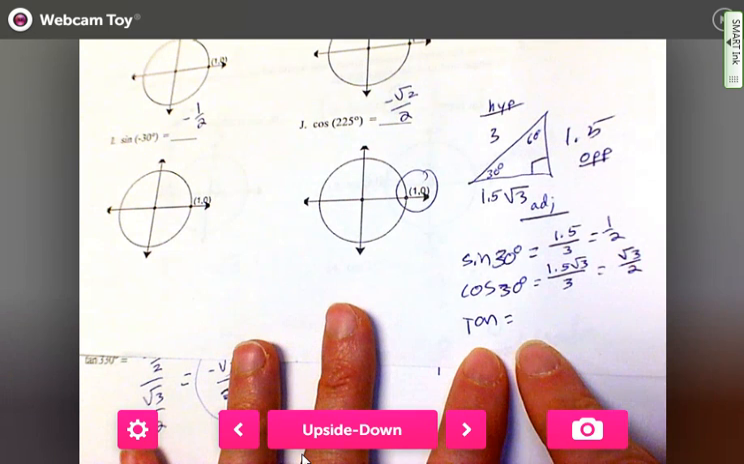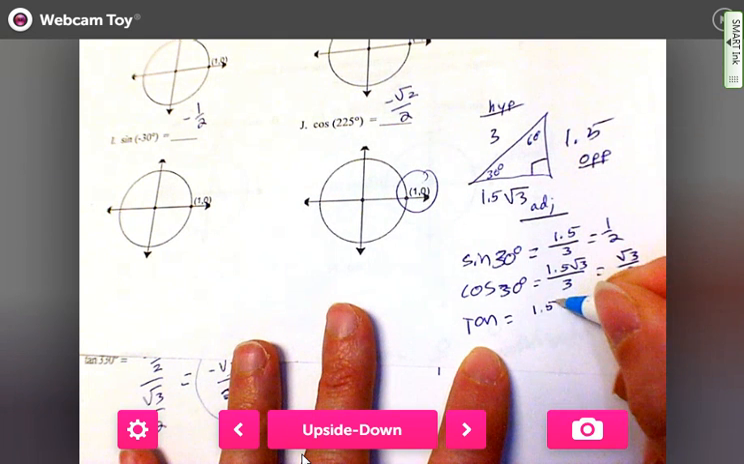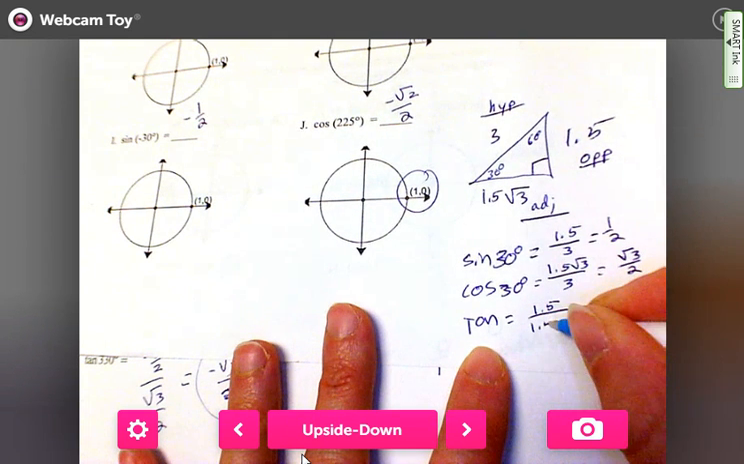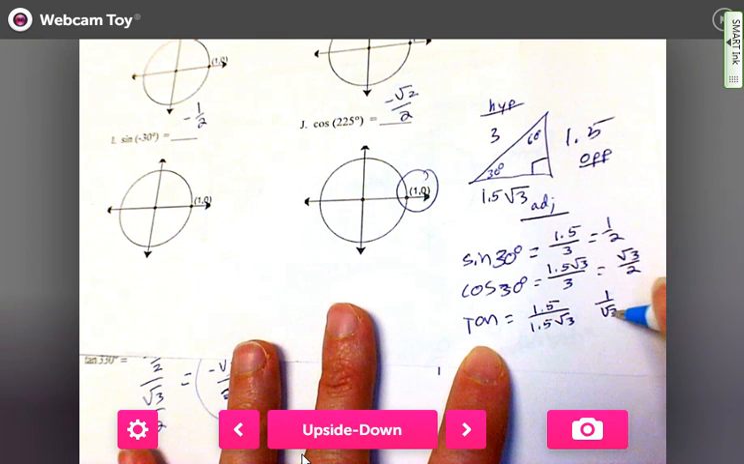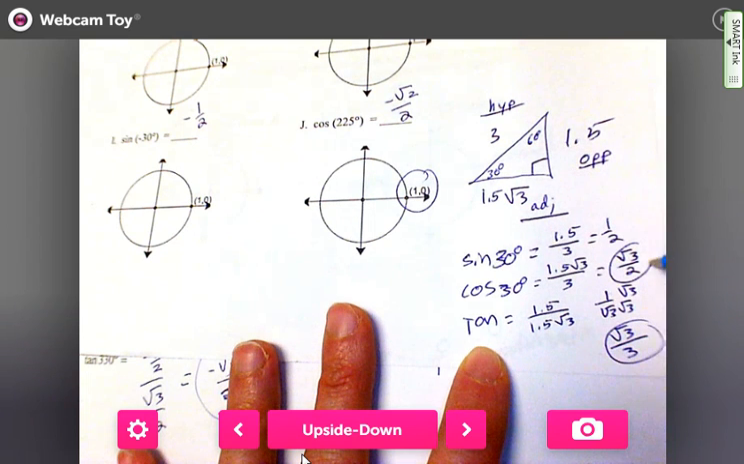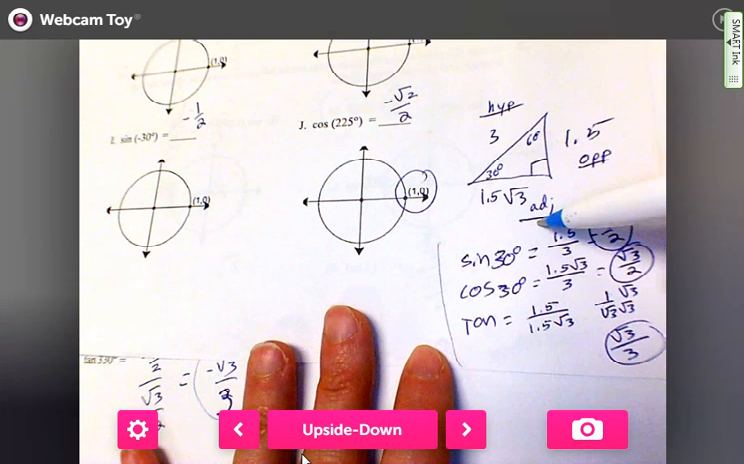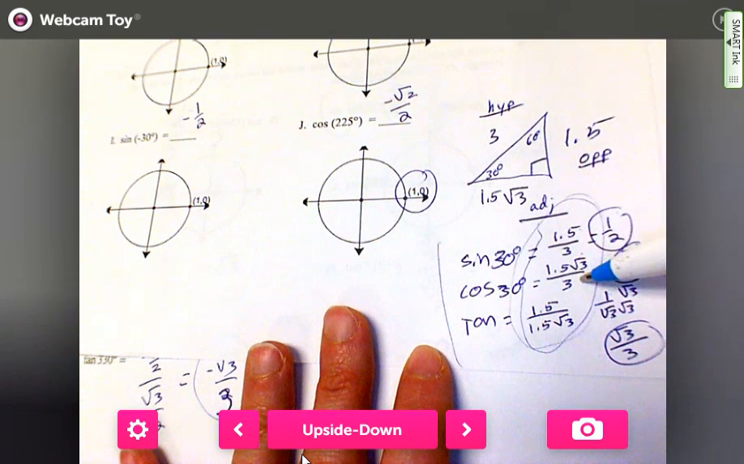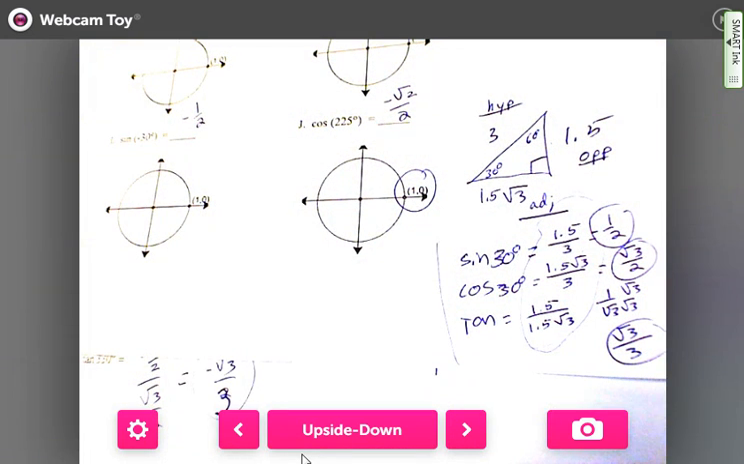Tangent is going to be opposite over adjacent. 1.5 over 1.5 square root 3. I'm going to end up with 1 over the square root 3, multiply the top and bottom by square root 3. I end up with square root 3 over 3. Those look familiar though, don't they? Okay, so I want to see this setup for you guys to get full credit on your homework, which means I want you to figure that out. Okay, you have the rest of the hour to work on your homework.